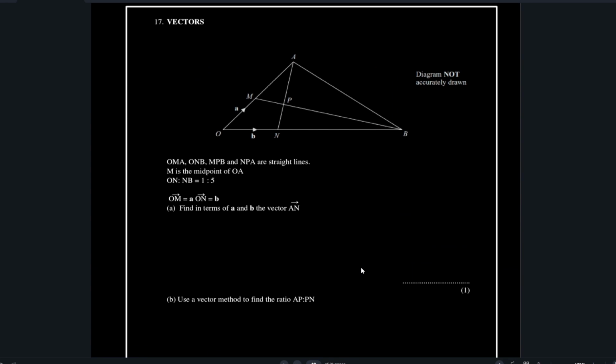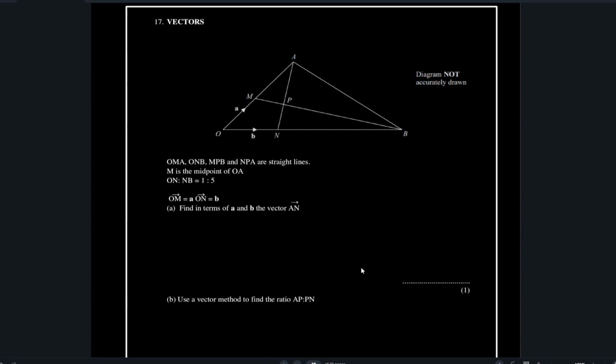There's this first section whereby you are told to find, in terms of a and b, vector AN. But let us see the details here. OMA, ONB, and MPB and NPA are straight lines. M is the midpoint of OA. If you are told M is the midpoint of OA, it means it's dividing OA into two equal halves. So meaning if OA is vector a, then MA is also vector a. That's what you have to remember. And ON to NB is 1:5. So meaning if ON is b, then NB is going to be 5b.